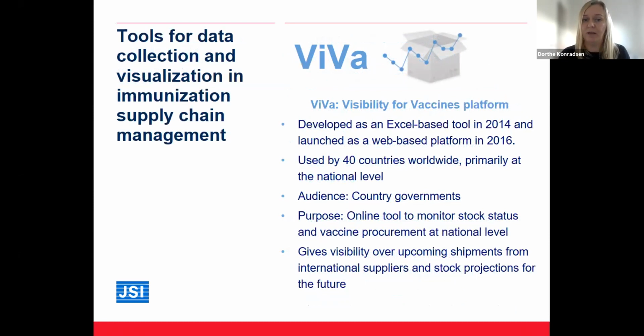The Viva tool stands for Visibility for Vaccines, and as Barbara was saying, this is a tool to monitor the stock status and to support planning of the vaccine supply plans and procurement. It was an Excel-based tool that was developed in 2014 and then turned into a web-based platform in 2016. Currently, around 40 countries are using the tool worldwide, and primarily at the national level. For this tool as well, the audience is the country governments, and also in some countries, the UNICEF offices are supporting the country governments in planning of their supplies.